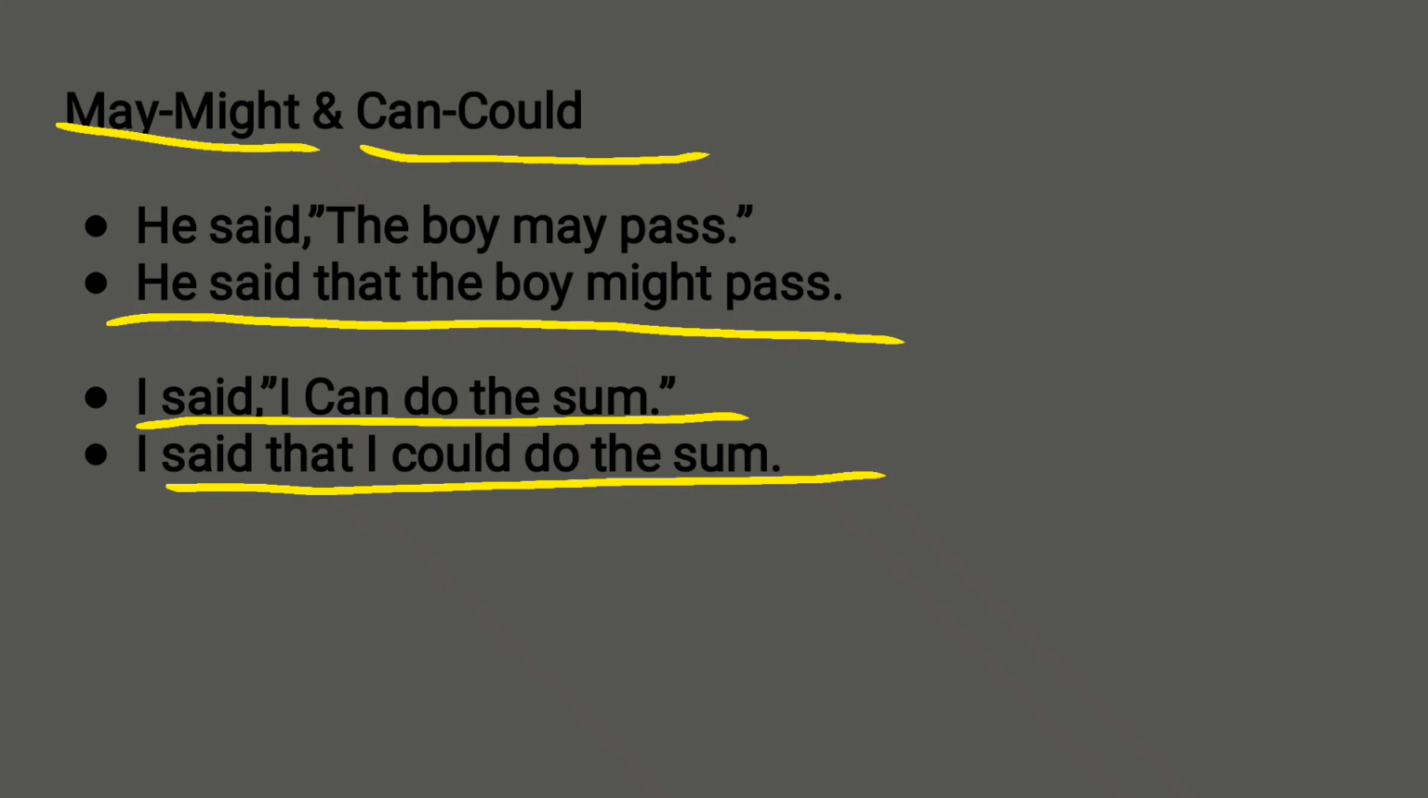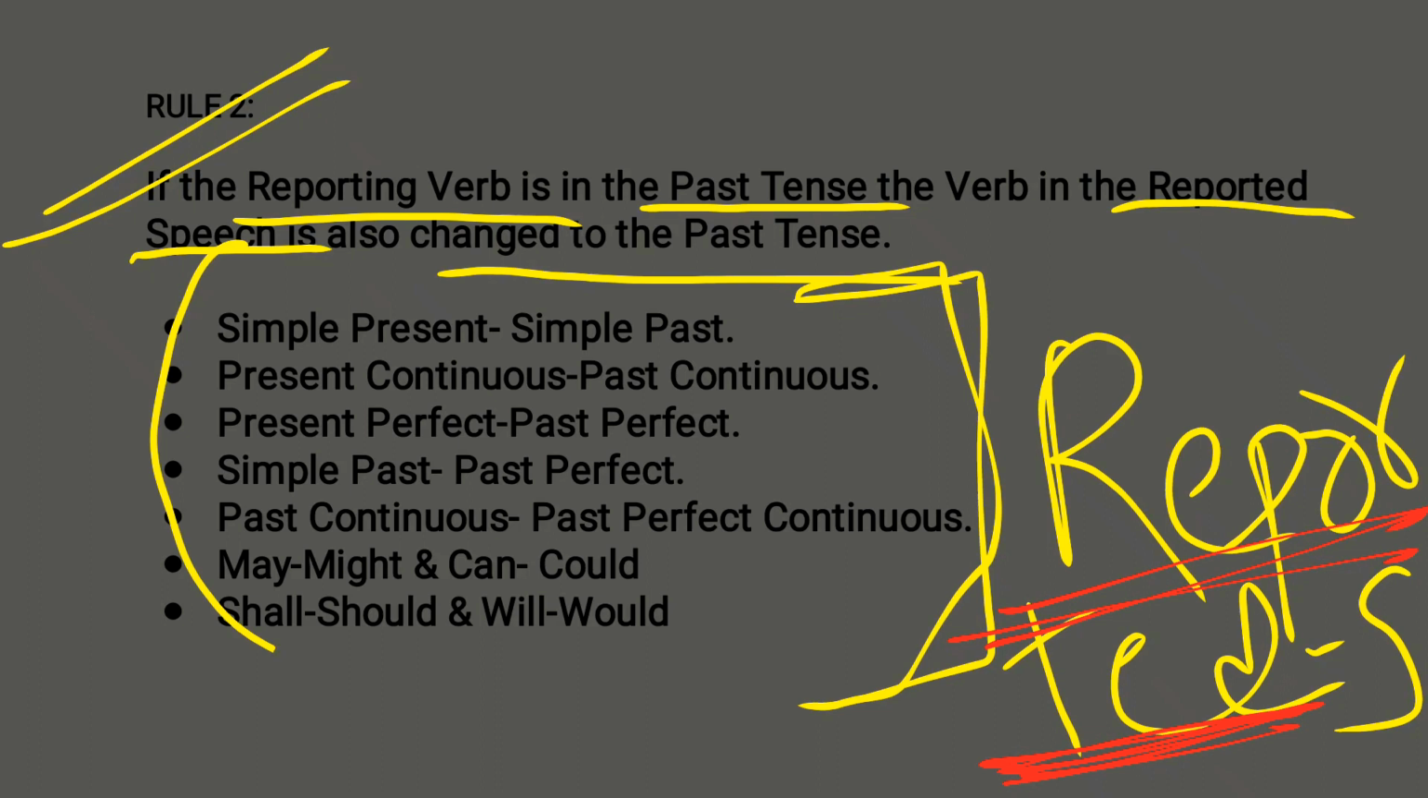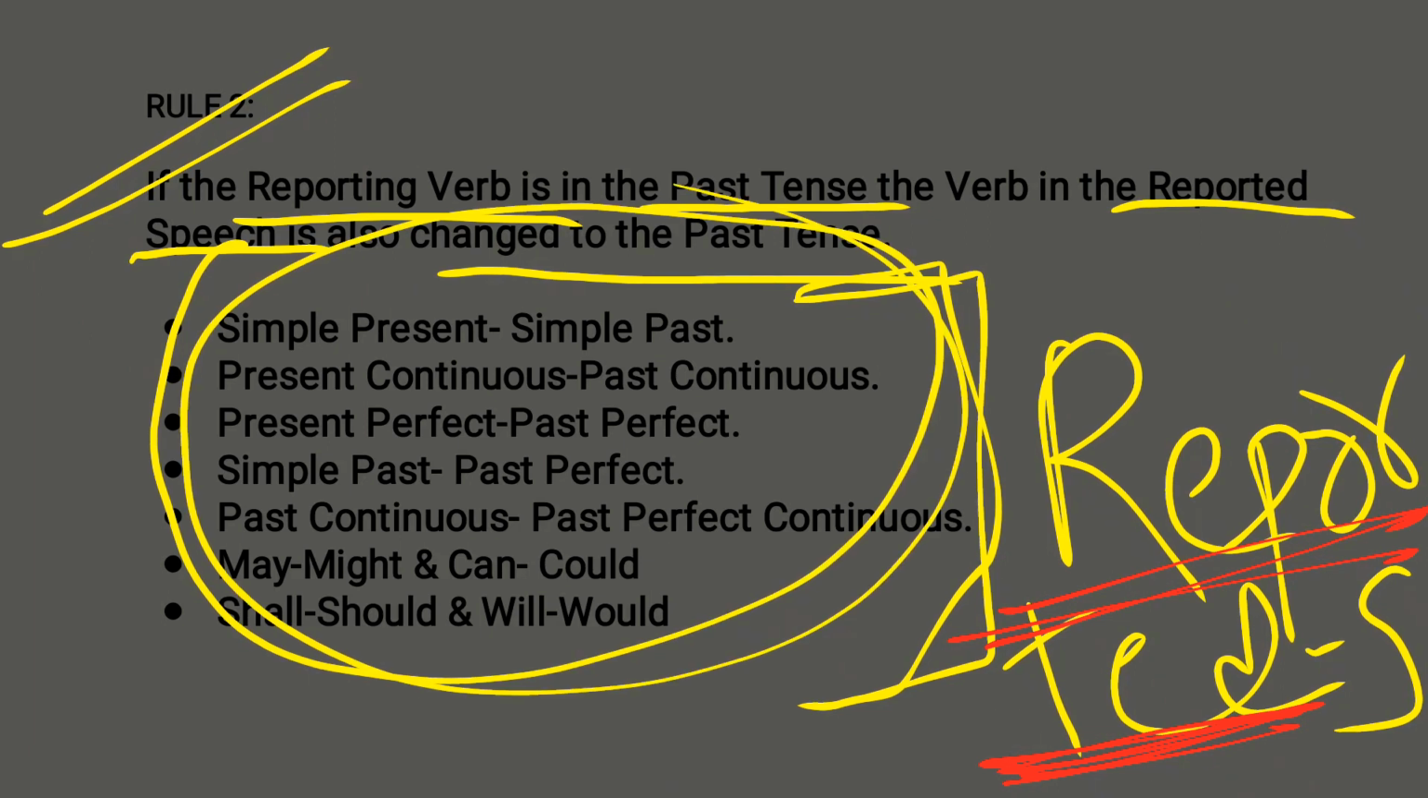Let's have some revision over here. Just remember this part. Simple present will get converted into simple past. Present continuous will get converted into past continuous. Present perfect will get converted into past perfect. Simple past will get converted into past perfect. Past continuous will get converted into past perfect continuous, and may will get converted into might, can will get converted into could. So you have to remember this. Okay.